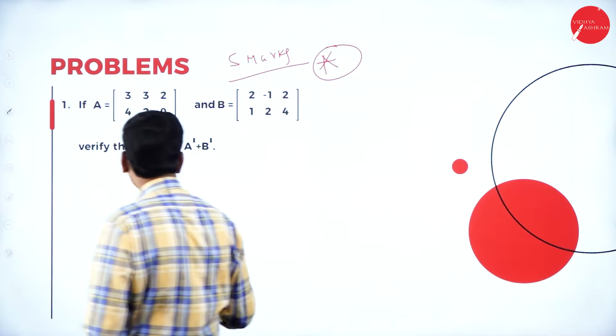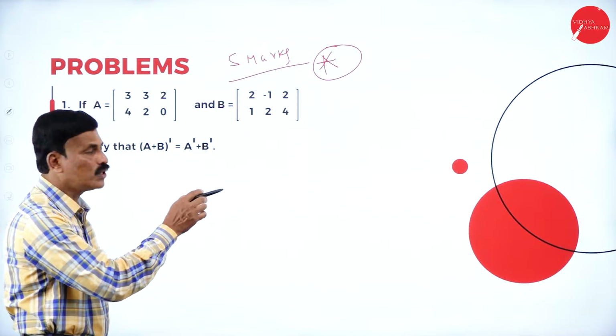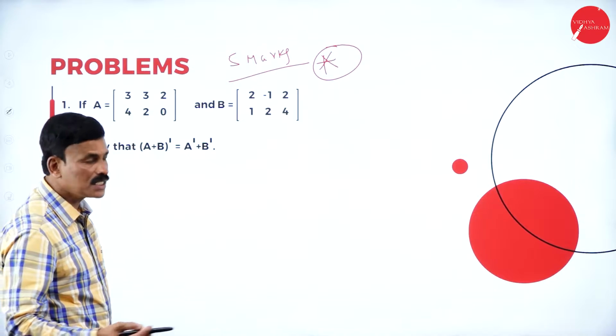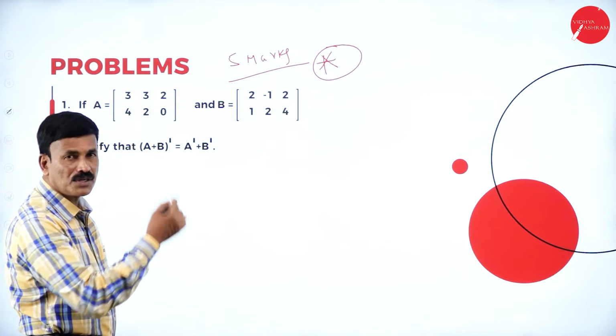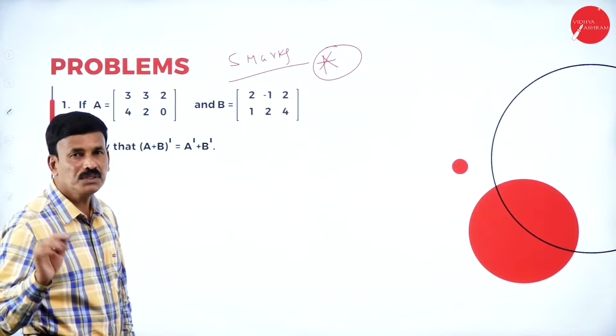Now let us find out first one. On the left hand side, what we have? LHS: (A plus B) whole dash. First find out A plus B and transpose it. On the right hand side, we have A dash plus B dash. Find out A dash and B dash and add. LHS and RHS are found to be the same.